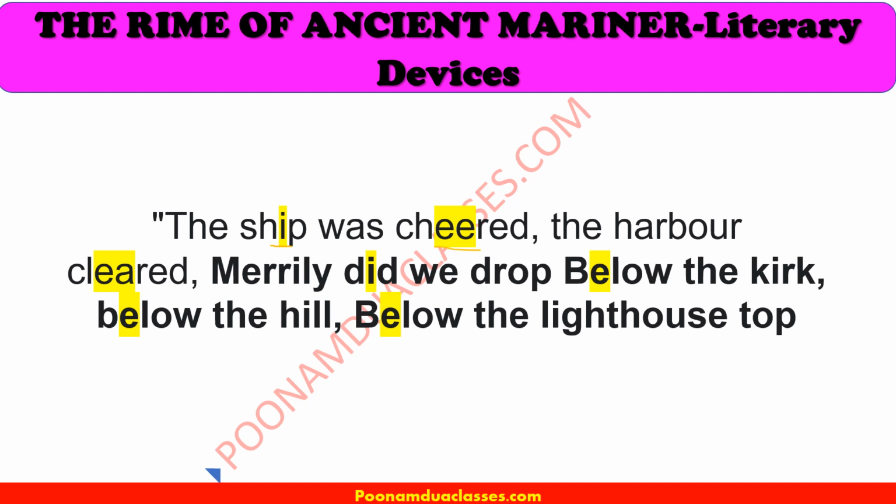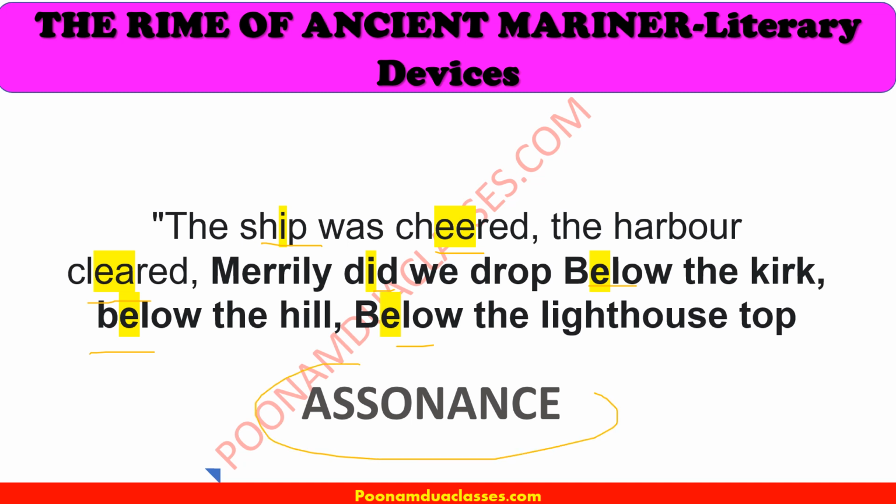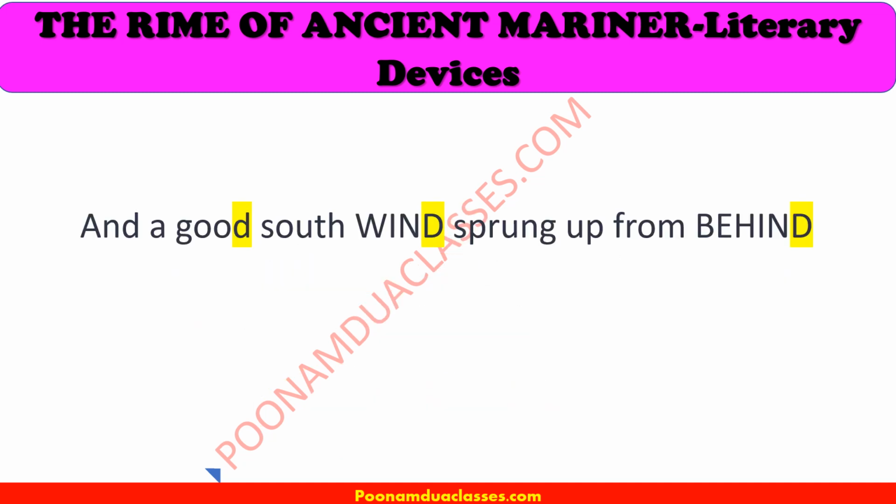Here I have highlighted the one I am looking forward to. The ship was cheered, the harbour cleared, merrily did we drive, below the kirk, below the hill, below the lighthouse top. This E sound is being repeated at many places. Let us see which literary device you guessed and which literary device it actually is. Yes, this is assonance. E sound, I told you, being repeated. Ship, cheered, cleared, did, below, again below and below. So this E sound is being repeated. It is called assonance.